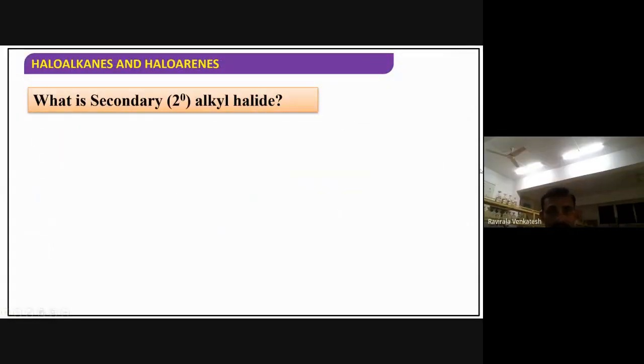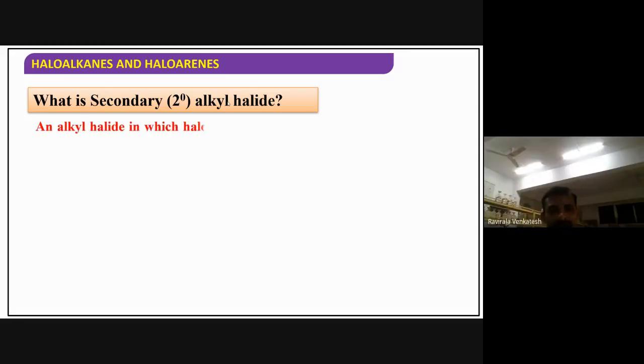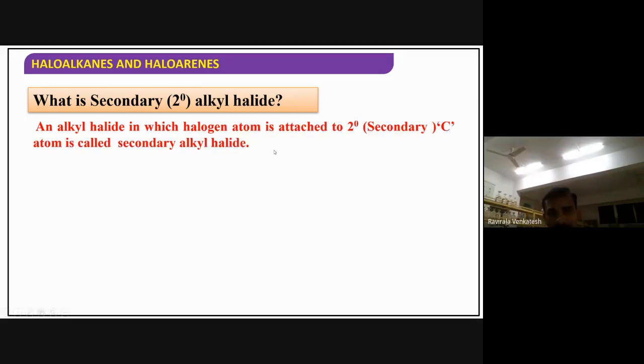Now, what is a secondary alkyl halide? Anybody, what is the meaning of secondary alkyl halide? The halogen is attached to two carbons. That means the halogen is attached to a secondary carbon. Simply we can say, the halogen is attached to a secondary carbon.